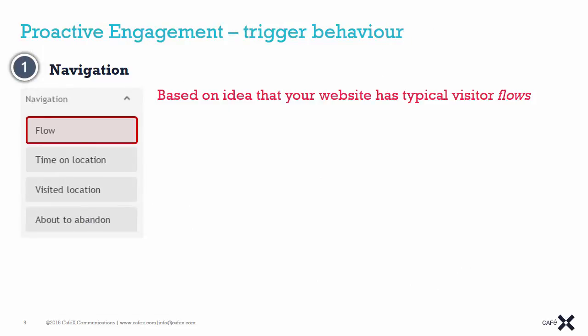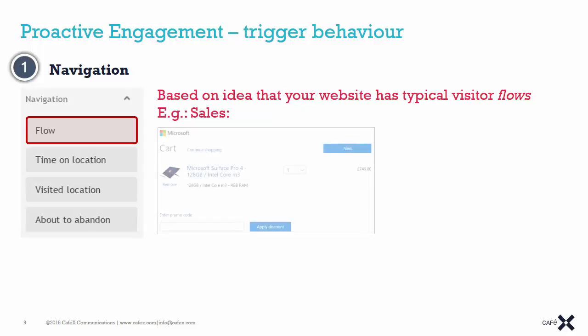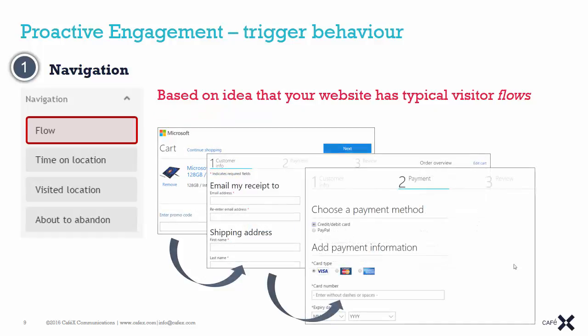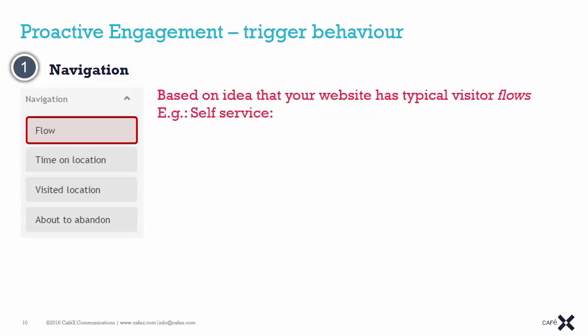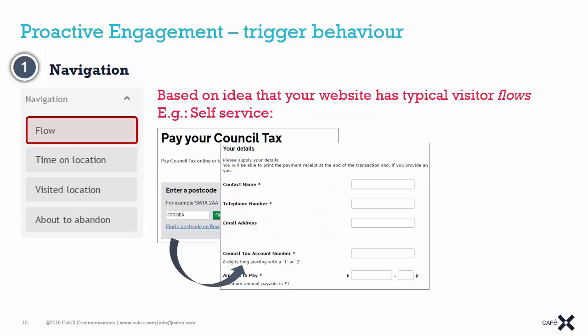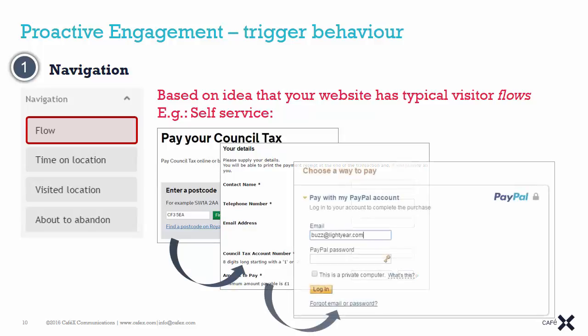Now, this criteria is based on the idea that your website has a number of flows that your visitors take through the site. For example, perhaps the sales flow begins when the user navigates to their shopping cart, and from there to the shipping confirmation, and then to the payment screen. Another flow could be a self-service process for paying local taxes. Perhaps it begins with the user entering their postcode, their zip code on the address page. Then they confirm their details on the confirmation page before finishing at the payment page.